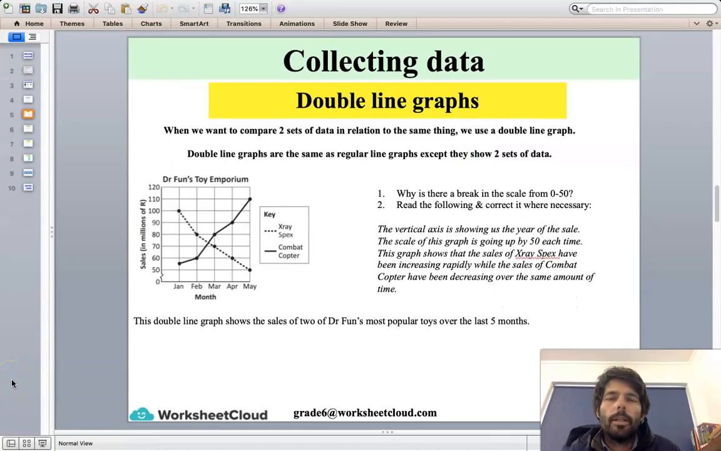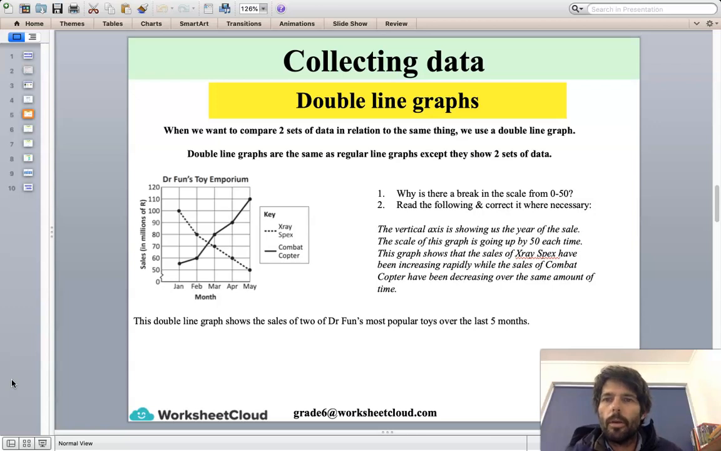Okay, here we're looking at double line graphs. So in the previous lesson we looked at a single line graph. And a double line graph we use when we want to compare two sets of data in relation to the same thing. Okay? So double line graphs are the same as regular line graphs, except they show two different sets of data.